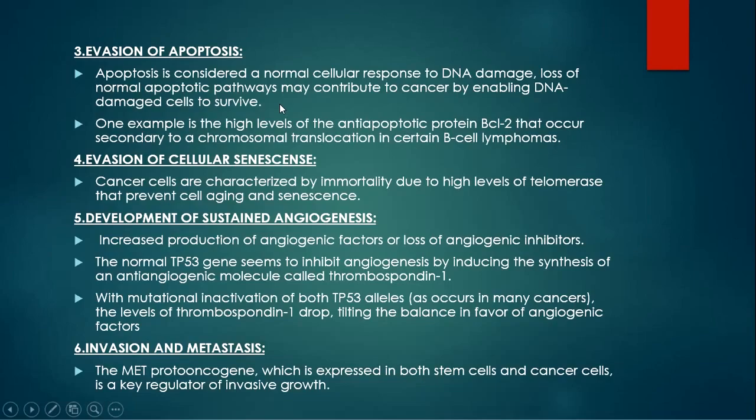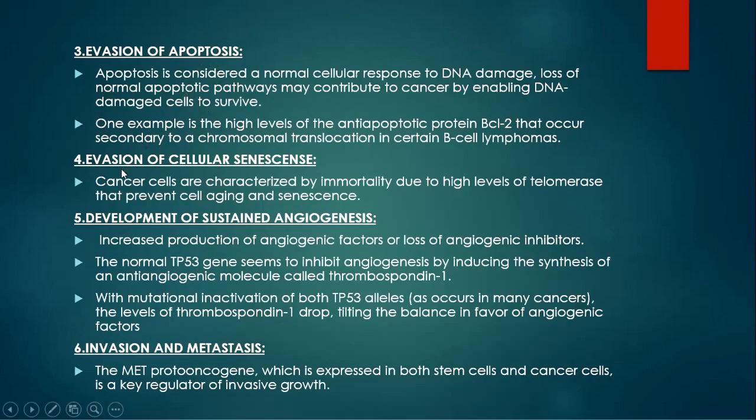Now an example of this is the high levels of the anti-apoptotic protein BCL2 that occur secondary to a chromosomal translocation in certain B-cell lymphomas. Again, in this case, you'll know that apoptosis is important to repair the damaged cell and/or to engulf the damaged cell. And if this normal mechanism is defective, then of course it will lead to cancer.